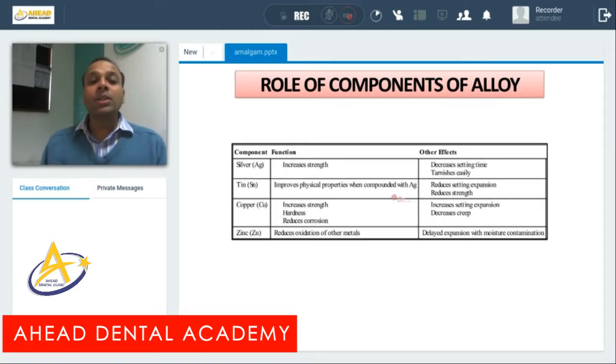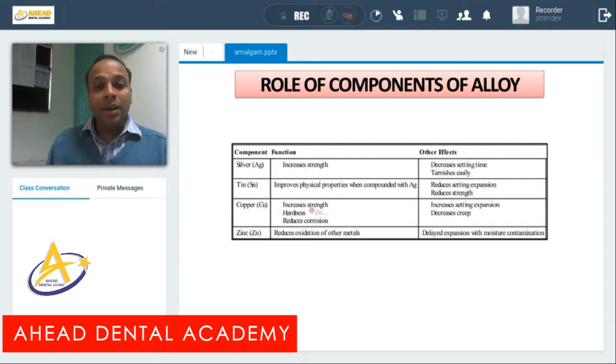Now let's discuss about the role of various components of dental amalgam alloy. First is your silver. Silver increases the strength of the restoration, which is the primary function of the silver. Other effects are that it is going to decrease the setting time, and silver also reduces the tarnish of the dental amalgam. Next component is the tin. Tin improves physical properties when compounded with silver. Other effects are it is going to reduce setting expansion, and it is going to reduce the strength.